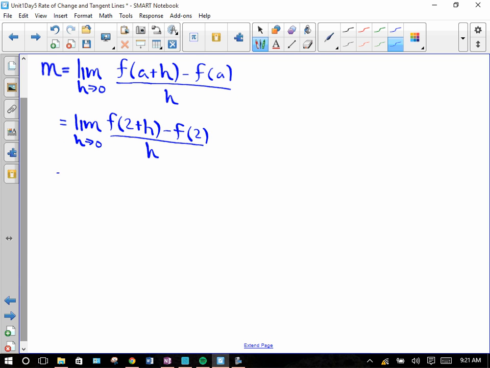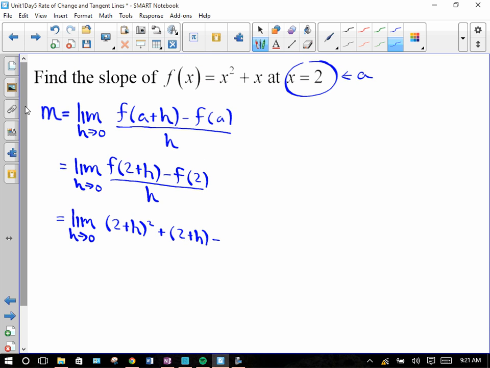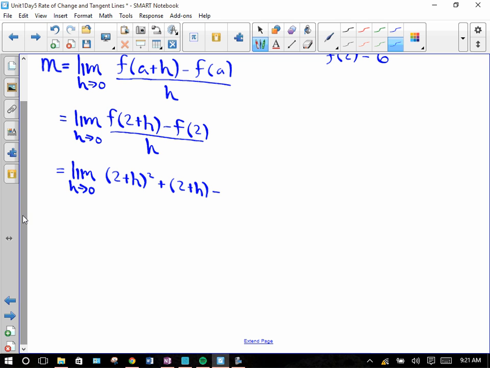So this is equal to the limit as h approaches 0 of, it's x squared plus x, I believe, so it's going to be 2 plus h squared plus 2 plus h minus f of 2. Figure out f of 2. This is something you should find at the beginning of the problem, because you're always going to need to know it. It's 2 squared plus 2, which is 6. So I have minus f of 2, which is 6, all over h.